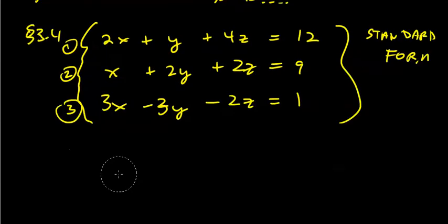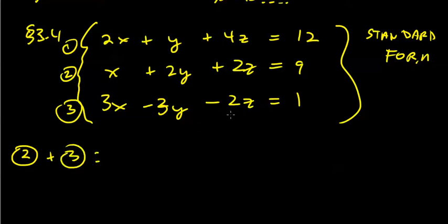And I'm going to take equation 2 and equation 3 and eliminate the z's. So I'm going to write that down. Equation 2 plus equation 3. If I add these two, well, it seems like it's rigged that z will automatically eliminate. So if I add those, I'll get 4x minus y. The z's cancel out, and I get 10. Looks better already.